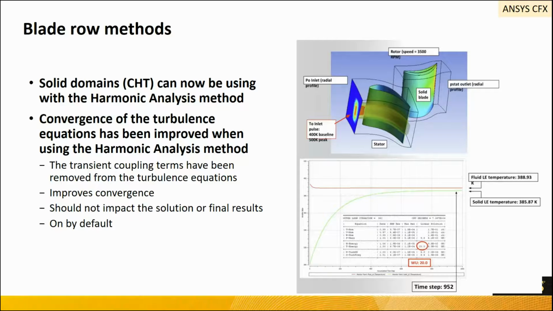Obviously with CFX there are always significant changes and improvements to the blade row models. Here the main work has been associated with including solid domains. So this now can happen with harmonic analysis, and so if you wish to look at temperature effects, you can see in this example simulation there's a hot spot introduced at the inlet passing through the stator and blade. Then this can be solved and analysed. There's been some improvements to the way convergence is achieved, and these are now on by default.